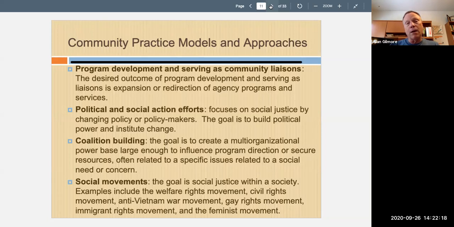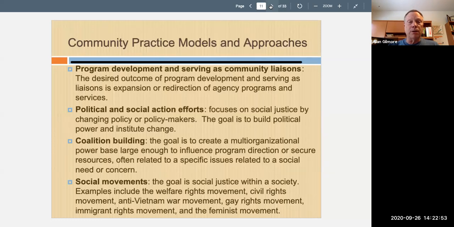Maybe there's a program that traditionally has been directed to one population, but now it's also being directed to a second population, but the staff that are moving the program forward don't speak the language of the second population. That would be an issue of taking a step back and reevaluating the program and how it can be improved upon. Political and social action efforts focus on social justice by changing policy or policymakers.